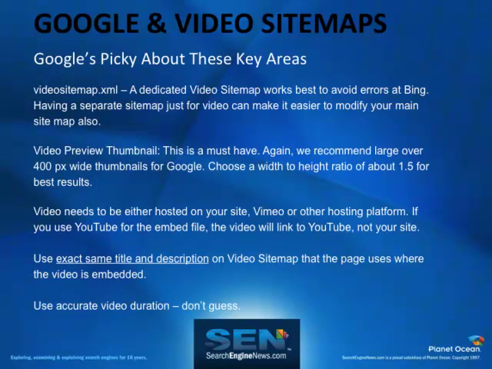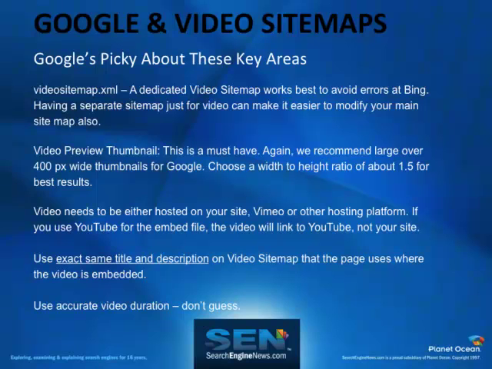Google is actually quite picky about these key areas. One is having the video sitemap, as I just mentioned. Now, we really recommend that you have a dedicated video sitemap because Bing tends to not like it when you mix different types of content. So we really recommend doing this as a separate actual XML file. Don't mix it with your HTML sitemap. It's also easier when you keep them separate.